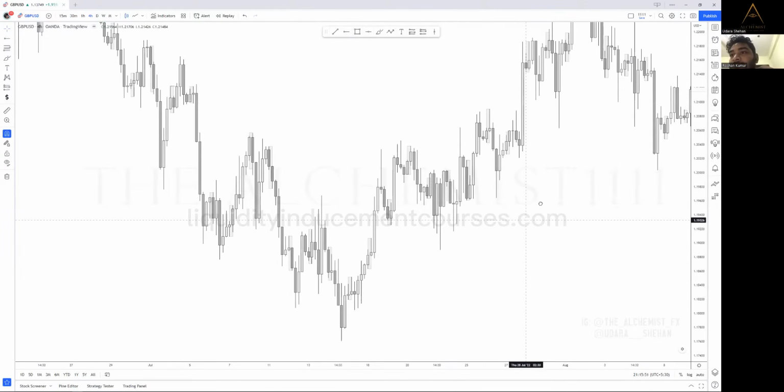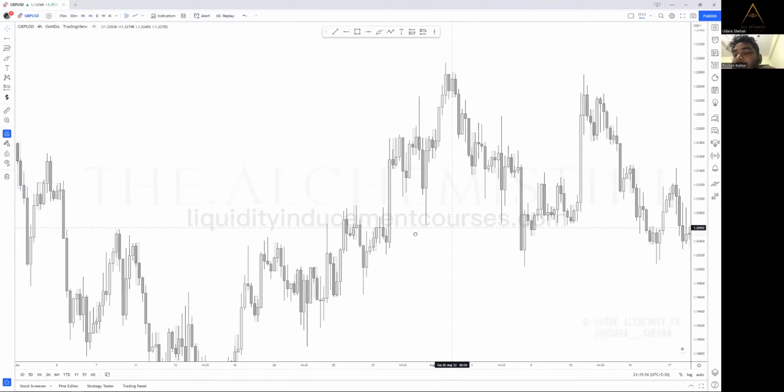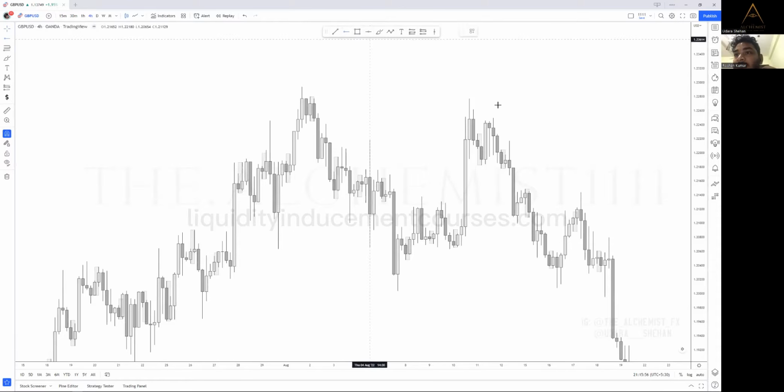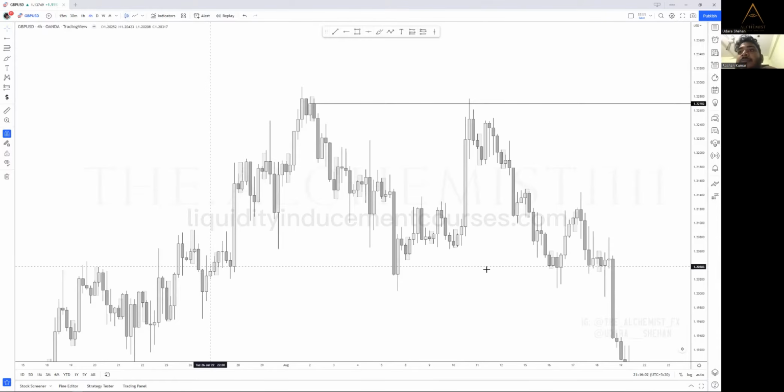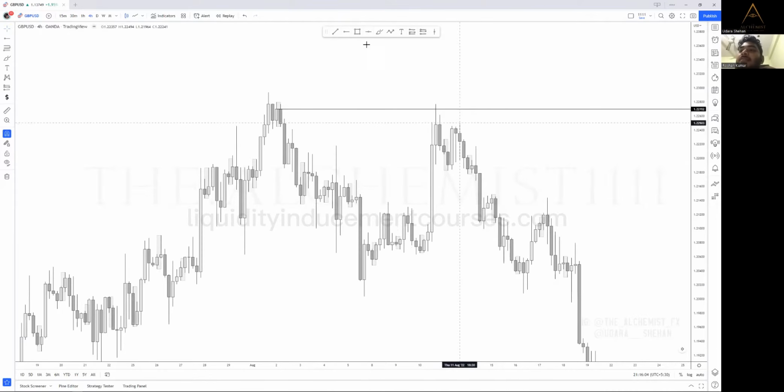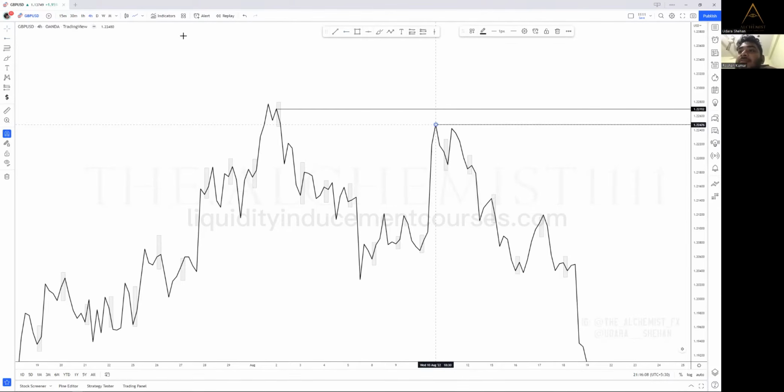Let's see some more. Look at this one. Where did this tap into? Use the line chart, you'll have your answers. Resistance. See that? Where did this one tap into? Use a line chart. What is this? Resistance.